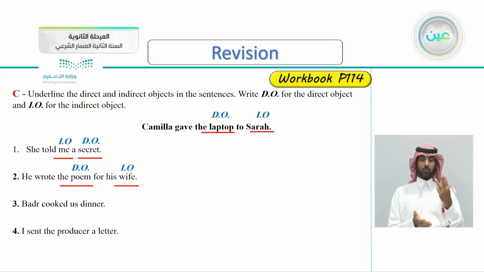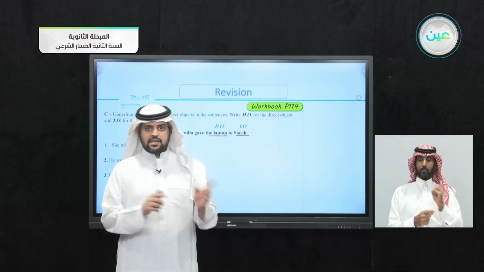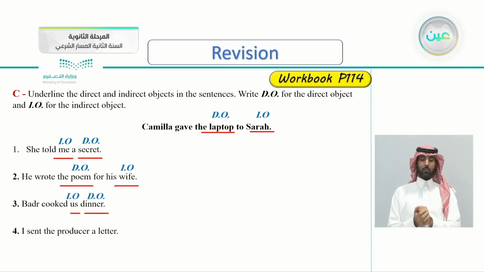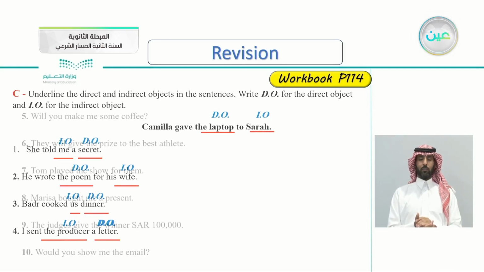Number three, Badr cooked us dinner. Again, we have two objects, which is direct and which is indirect. Okay, let's check it. So us is the indirect object, dinner is the direct object. Number four, I sent the producer a letter. Which is which here? Let's check it together. So the producer is the indirect and a letter is the direct object.